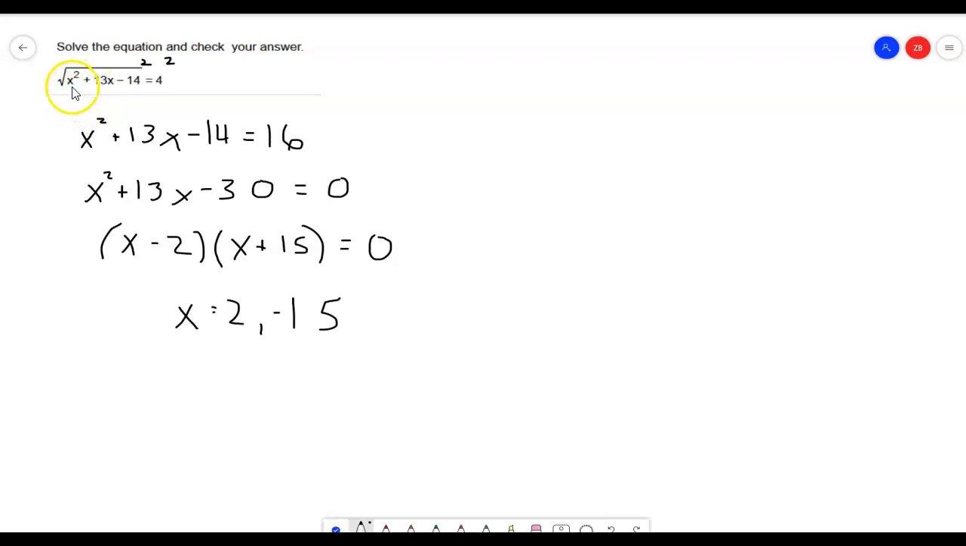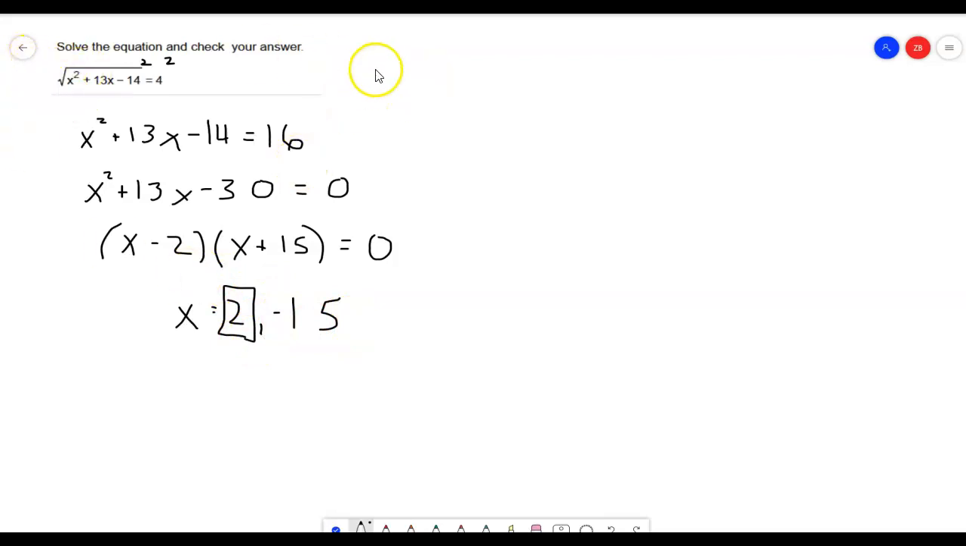So if I put the 2 in here, I'm going to go ahead and get 2 squared, which is 4. 4 plus 13 times 2 is 26. So 4 plus 26 is 30. 30 minus 14 is 16, and the square root of 16 is 4. So that looks good. Now this is a keeper, so a little box around that. Now let's check this negative 15.